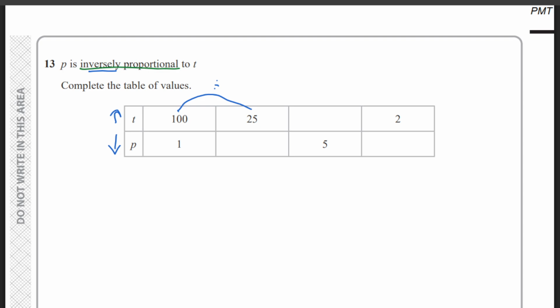We divided by 4 because 100 divided by 4 is 25. So this decreased. That means this should increase. So instead of dividing, we'll multiply by 4. 1 times 4 is 4.